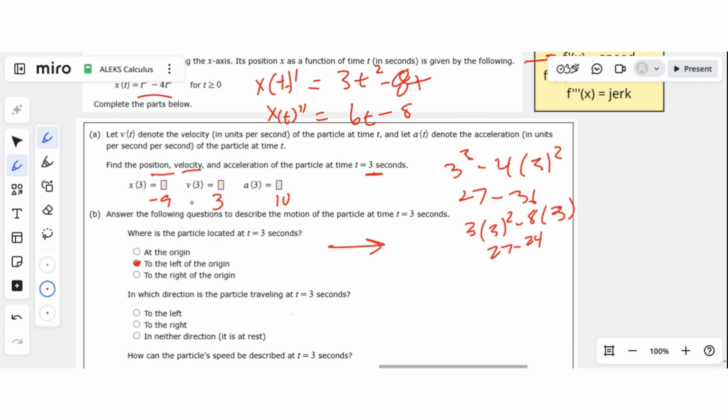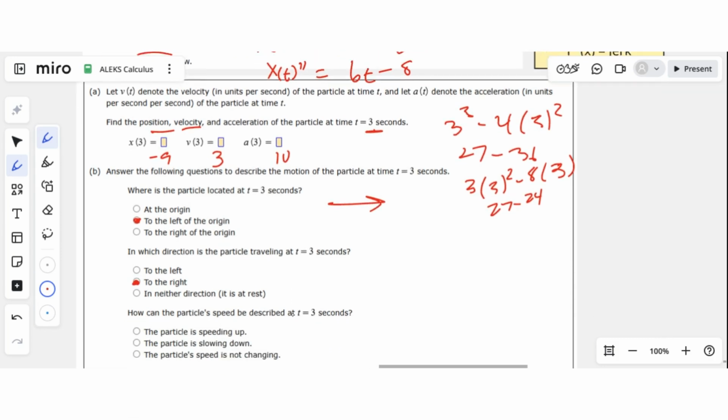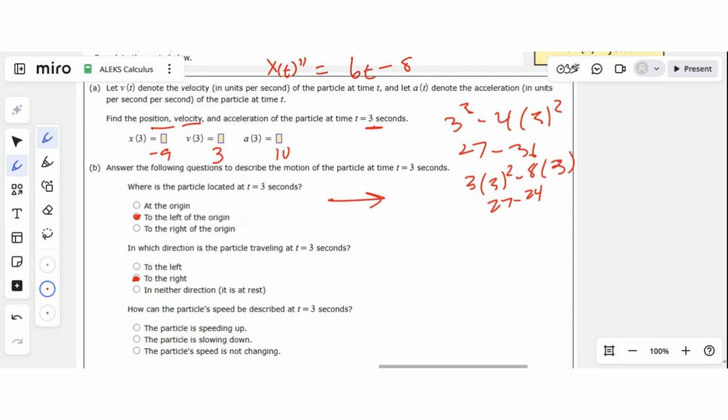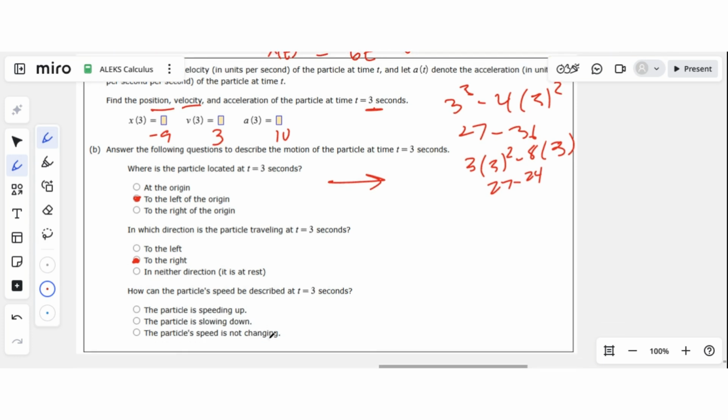Velocity can be negative too, and that means it'd be moving back the other way. But in this case, it's moving in a positive direction, so that's to the right. And our acceleration is also positive, so it's speeding up. So in this last part, it says, how can the particle's speed be described at t equals 3 seconds? I'd say the particle is speeding up.